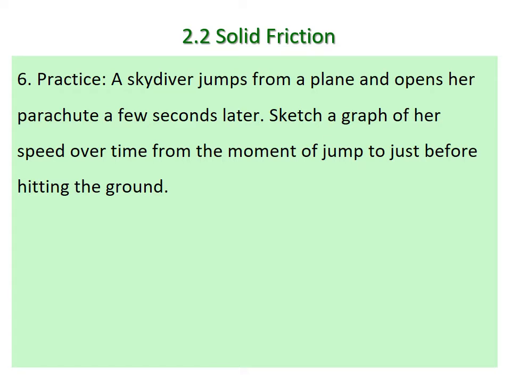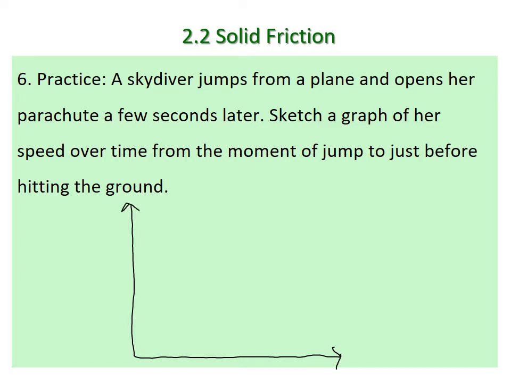Okay, hopefully you reviewed the previous slides on friction. So practice problem number 6. A skydiver jumps from a plane and opens her parachute a few seconds later. Sketch a graph of her speed over time from the moment of jump to just before hitting the ground. So this is a very common question that IB likes to ask students. Do you know how to conceptualize speed when dealing with these types of problems, when dealing with friction type problems?